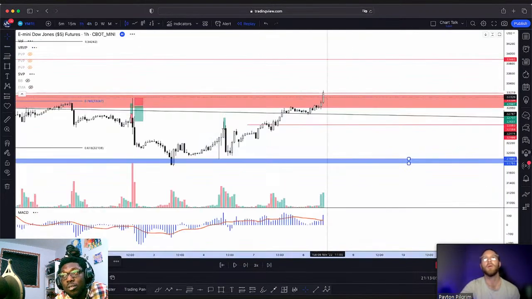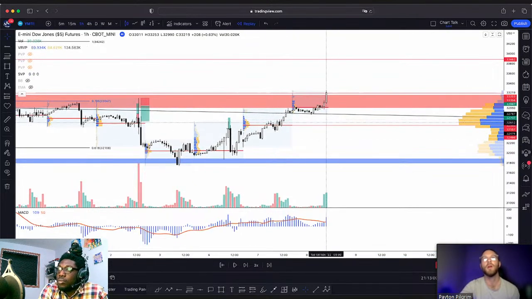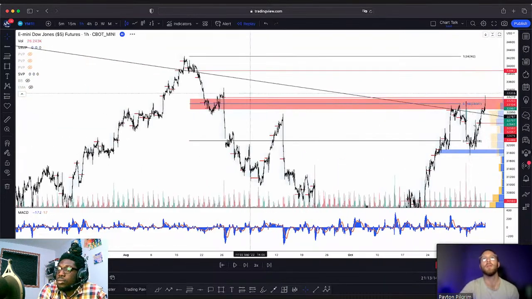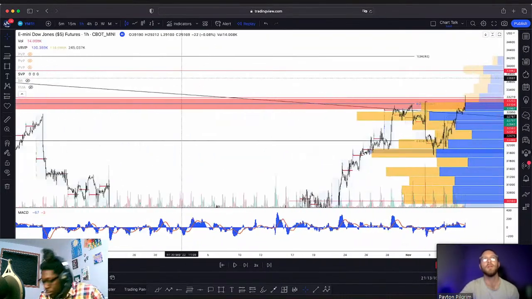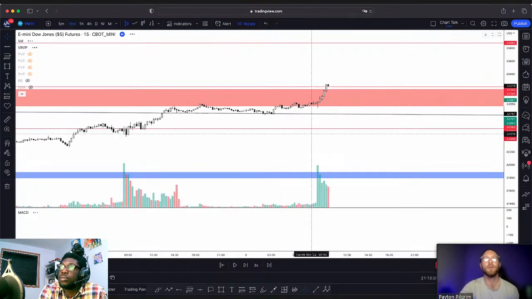Let's go to the 1 hour. Here's another volume area. Same one actually. I said I wasn't playing it. I said it, I'm in it. And then let's see what happens. Let's go to the lower time frames.